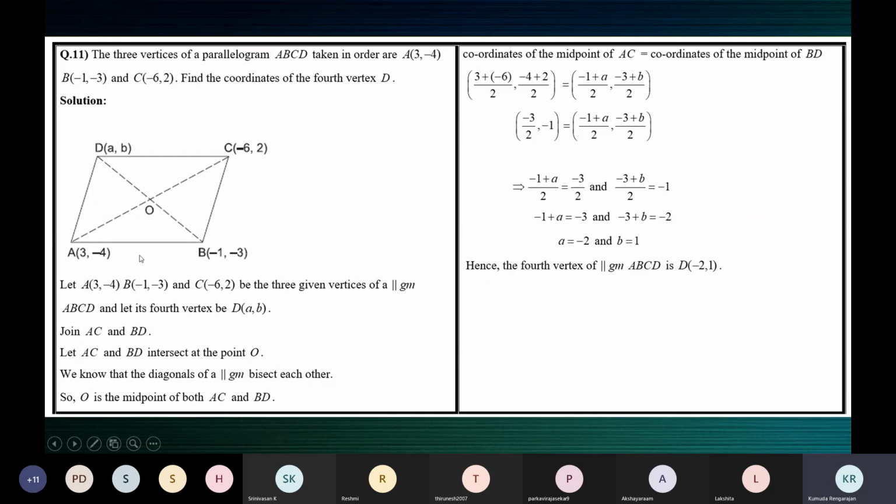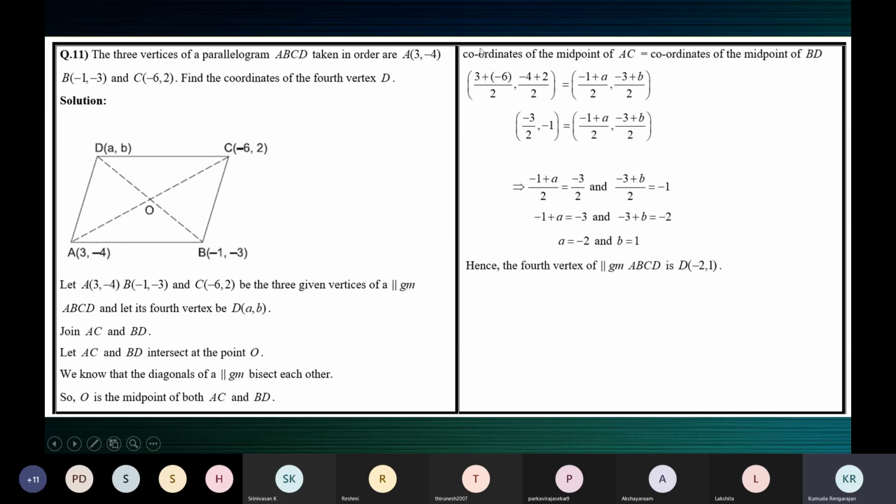You can see A (3, minus 4), B (minus 1, minus 3), C (minus 6, 2), and the fourth vertex we don't know, so we've called it (a, b). Now we know that in a parallelogram, diagonals bisect each other. O is the midpoint of AC. So see this, children, O is the midpoint of AC.